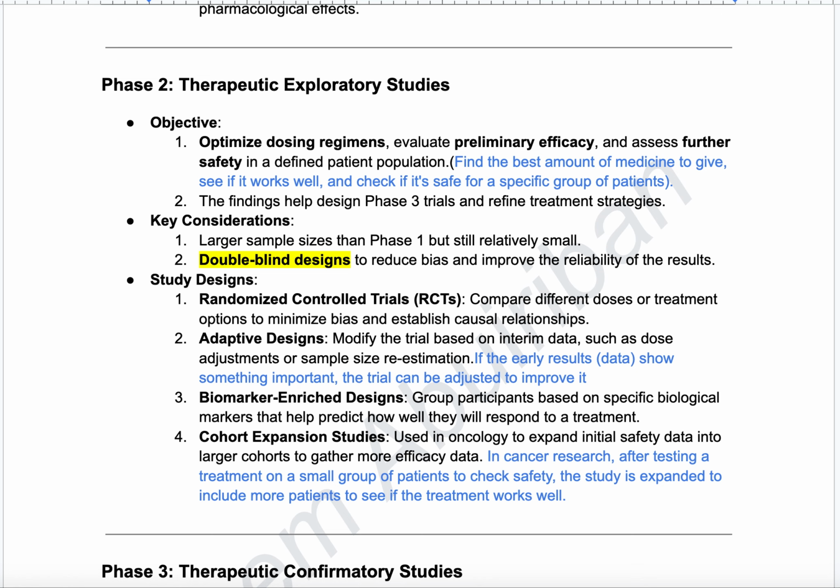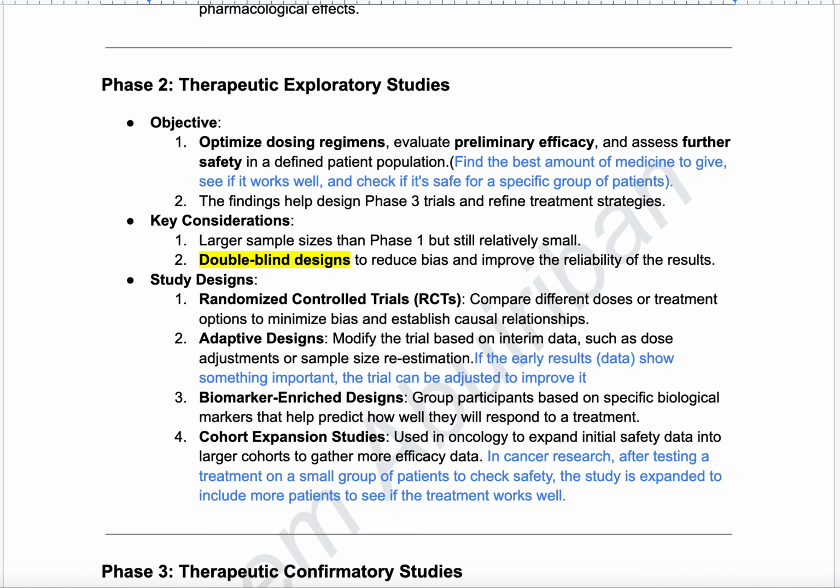We just observe, and if early results or data show something important, then we adjust it during this trial. We are not waiting until the end of the trial and then improving it. We can improve it while it happens.